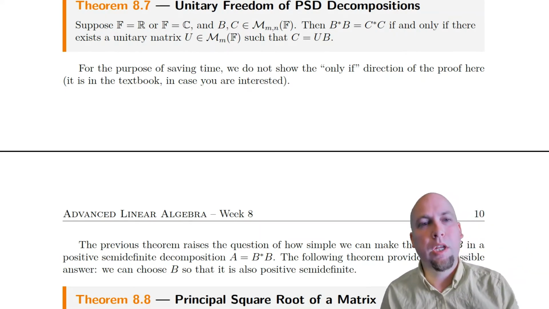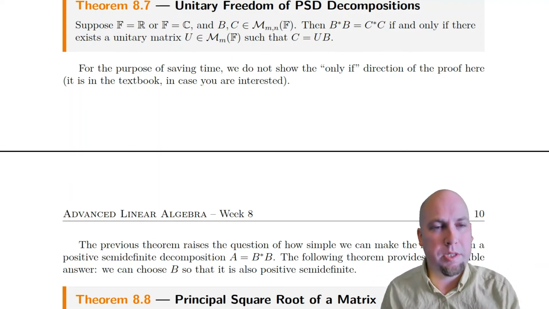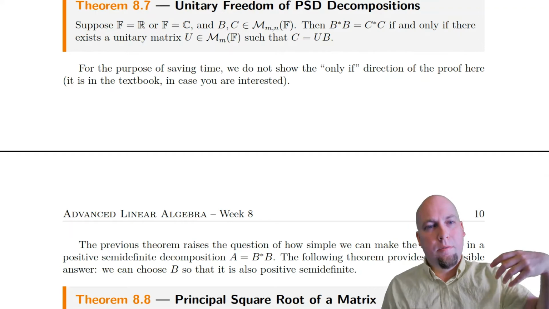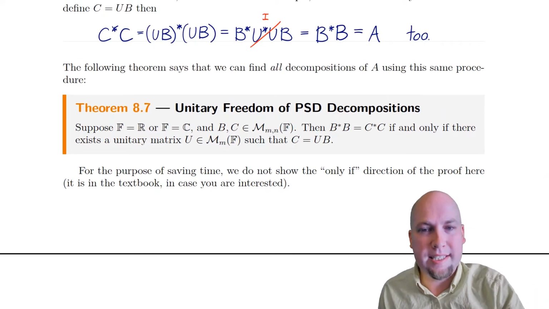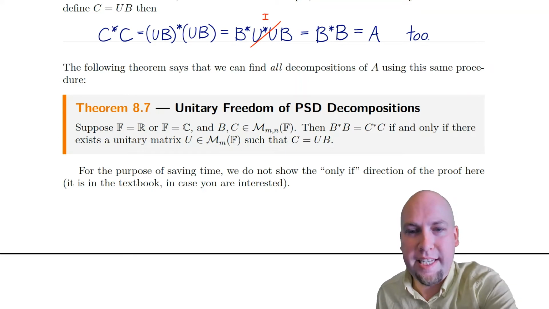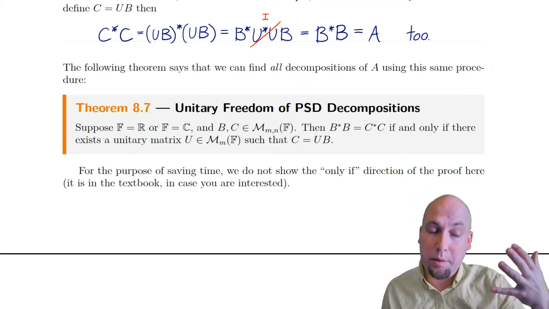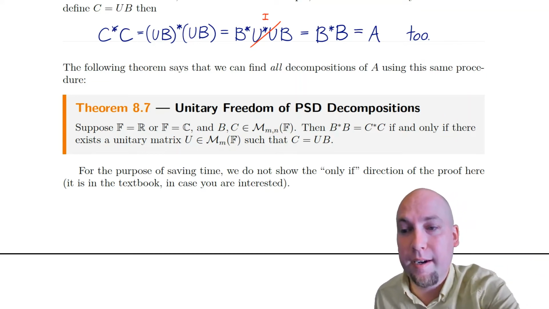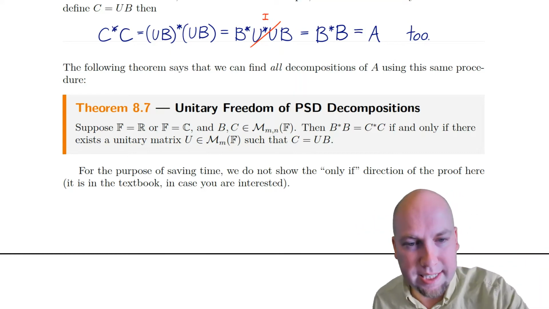Okay, so that's the technical theorem we're going to need to help us prove the two theorems that we actually care about. We're not going to prove Theorem 8.7. Well, actually, we proved half of it. We proved the if direction: if C equals UB, then B star B equals C star C. But we did not prove the only if direction, the existence of the unitary. The reason is that it's super long and technical, so we leave it to the textbook.